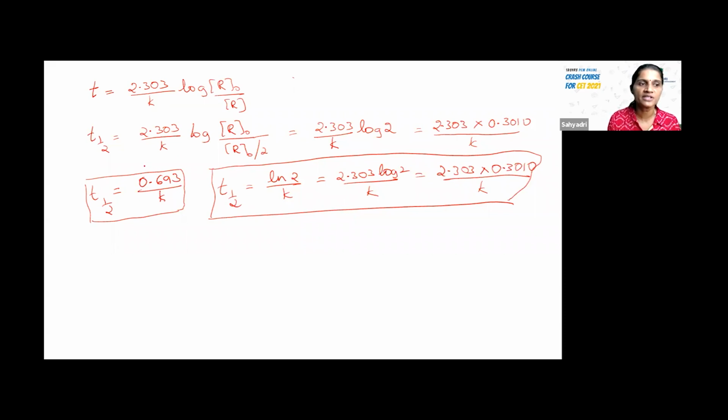And you are observing it is without R naught. That is independent of it. So I can write t half is a to the power 0. That means it is independent of initial concentration. So suppose I plot the graph t half versus a initial, R naught, then what type of graph are you going to get? It is this. This is for which reaction? It is for a first order reaction.